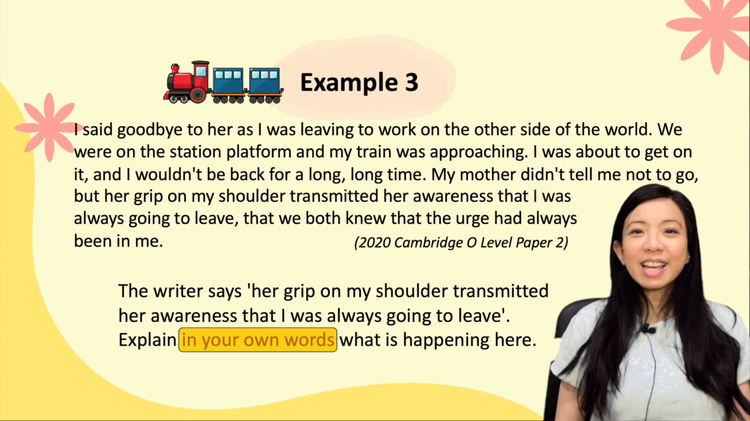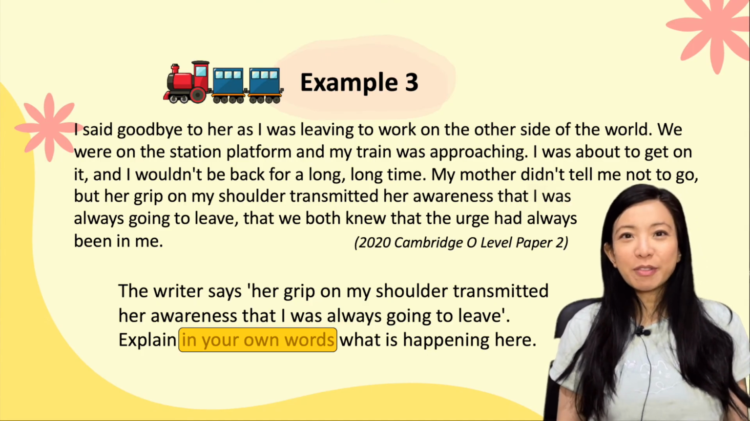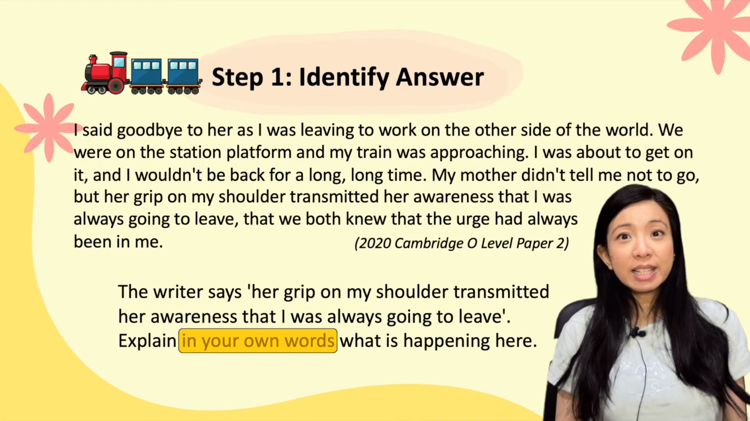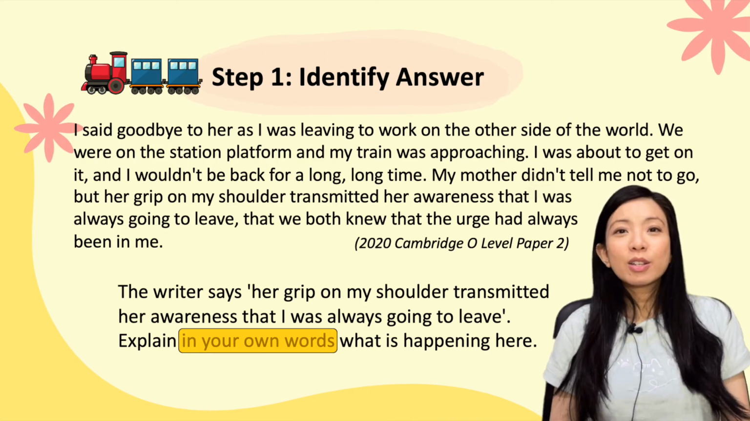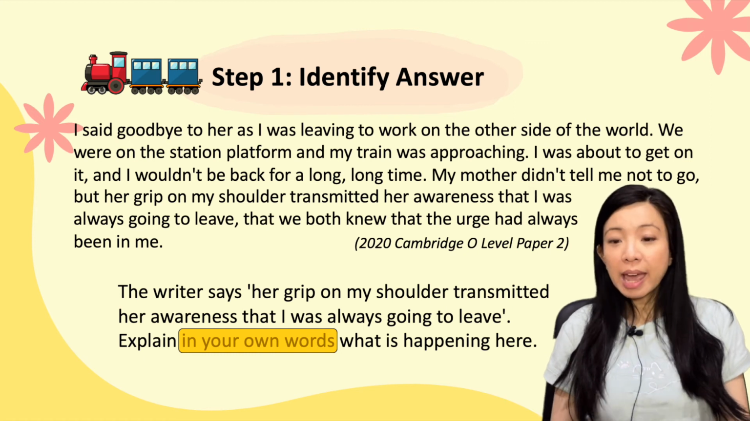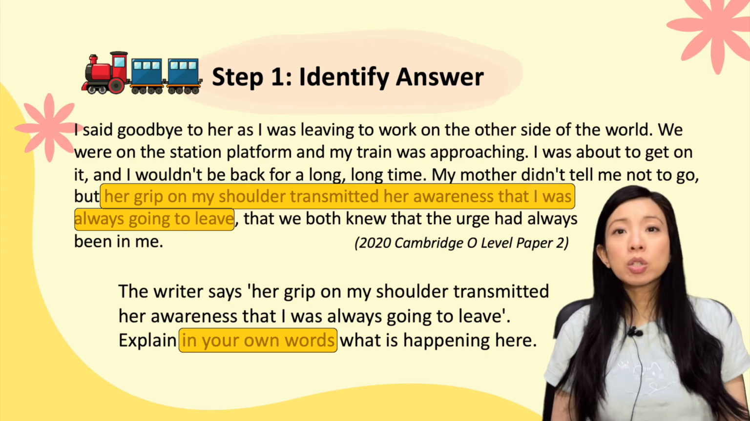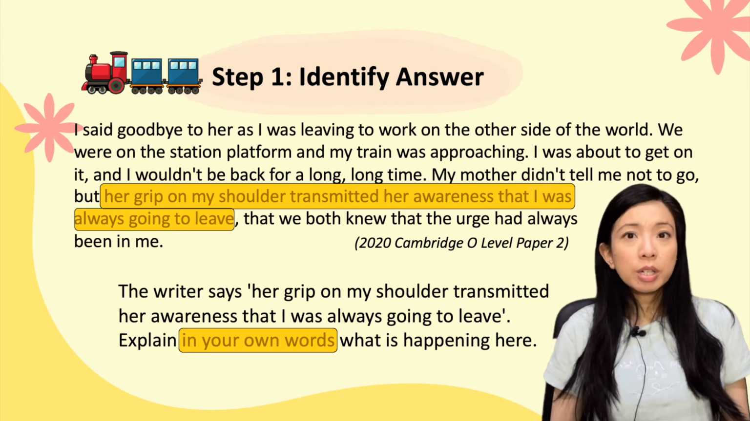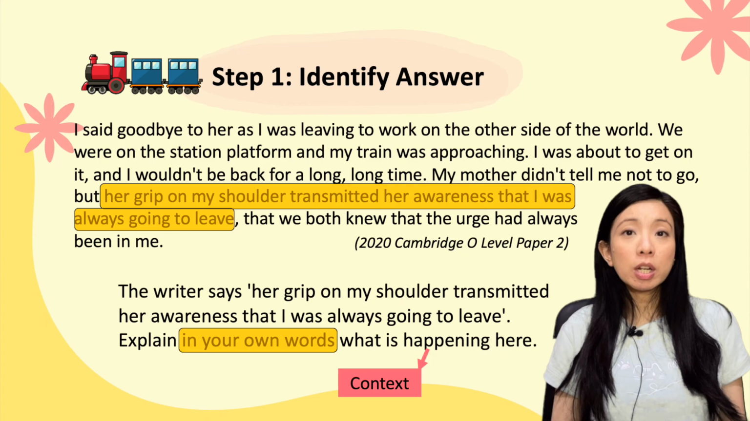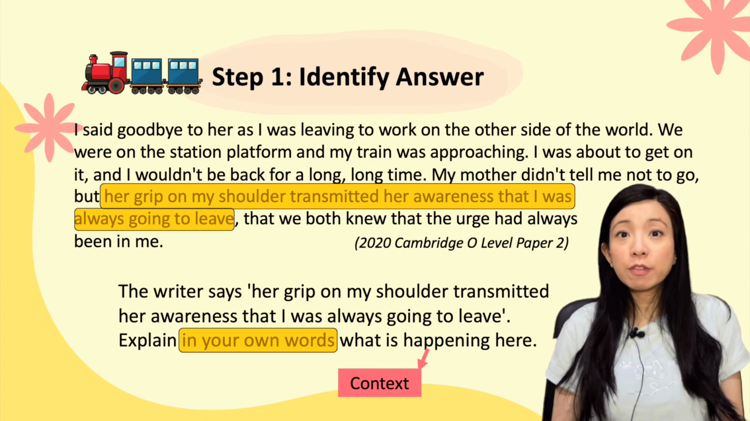Okay, so hopefully you've done that, so let's take a look now at the paragraph again. So first of all, we are going to identify the detail from the paragraph. So the first thing I'm going to highlight is the detail that's been given in the question, and that is "her grip on my shoulder transmitted her awareness that I was always going to leave." For this question, I'm actually going to pick out a little bit of the context because I need to know a little bit of background information.